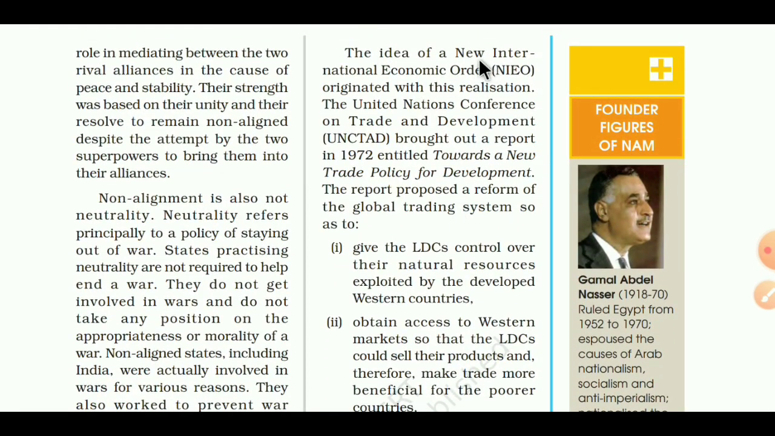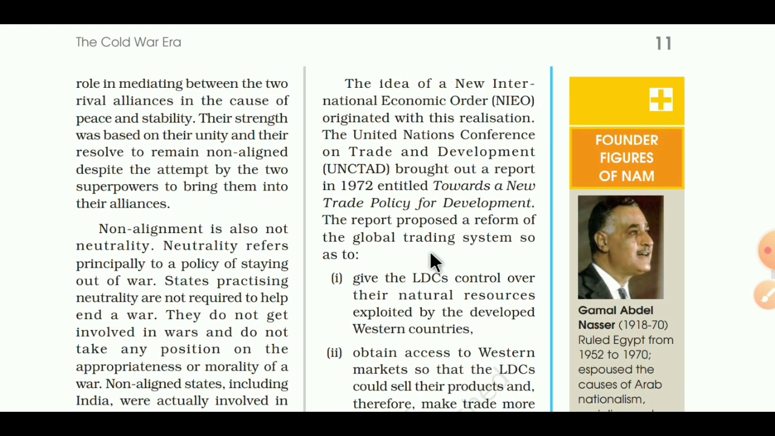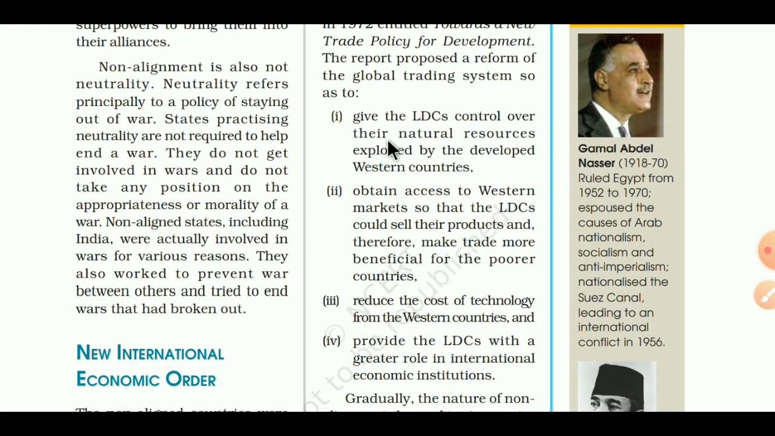Now the idea of the new international economic order (NIEO) originated with this realization. The United Nations Conference on Trade and Development, 1972, was titled Towards a New Trade Policy for Development, giving least developed countries control over their natural resources. Before 1991, when globalization, liberalization and privatization had not been done, at that time these countries' natural resources were exploited by the developed Western countries.